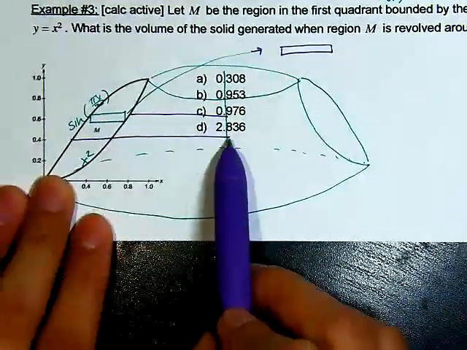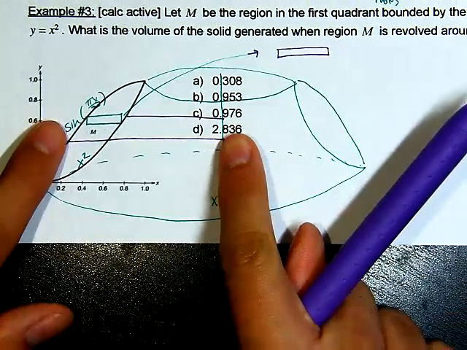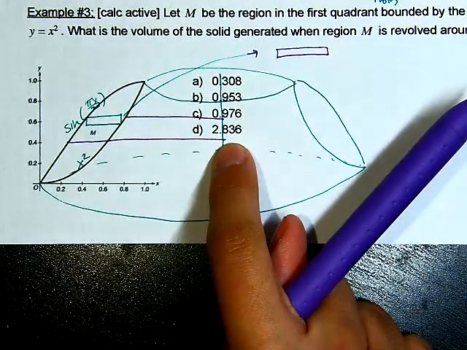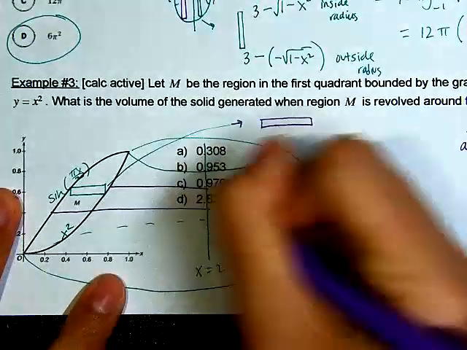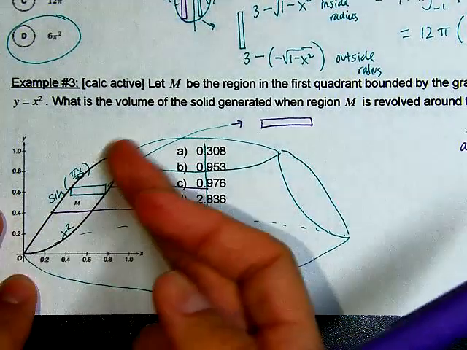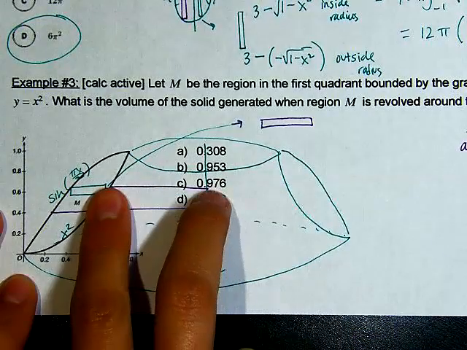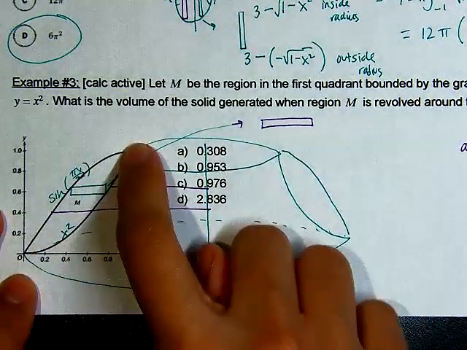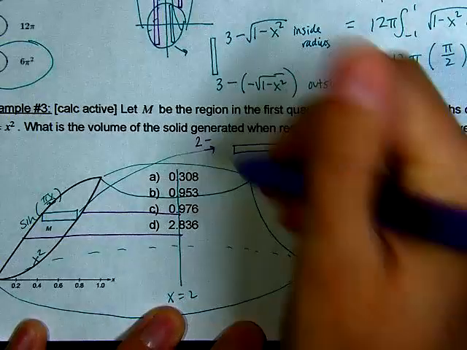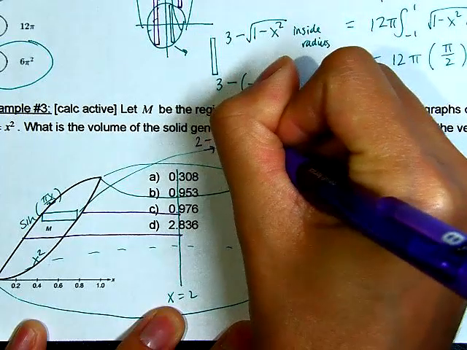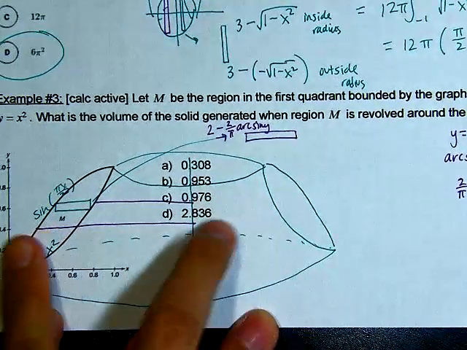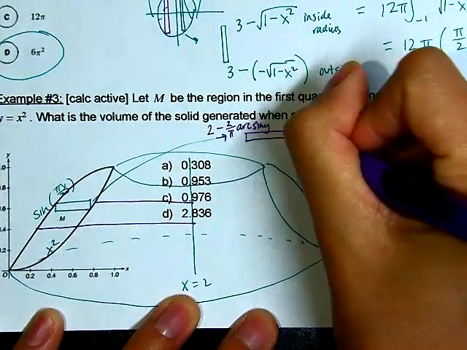So let's go back to our radius here. We're wanting to find this longer radius, which will represent this side of my slice, the outside radius. And so I will need to take 2 and subtract away this arc sine piece. And then to find my inside radius, I need to take 2 and subtract away the square root of y. So it'd be 2 minus 2 over pi arc sine y. That's my outside radius here. My inside radius is 2 minus square root of y.